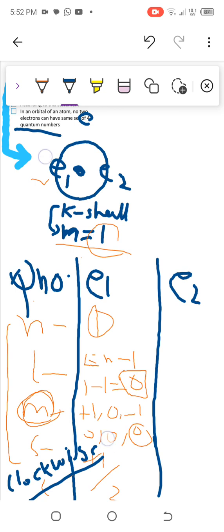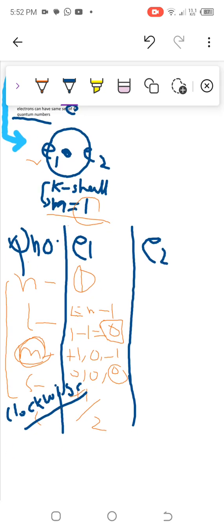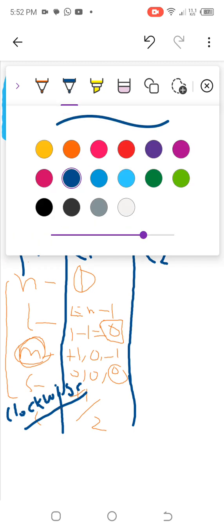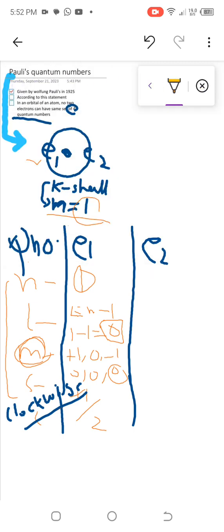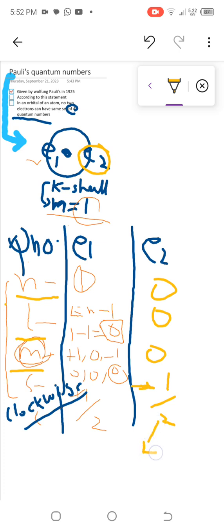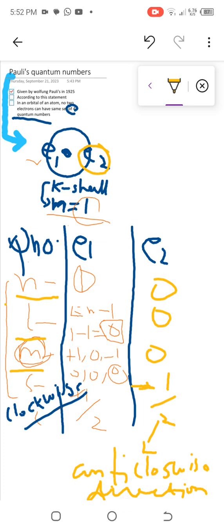And clockwise direction, fine. If I talk about the E2 electron, here the principal quantum number is the same, 0, and the azimuthal and magnetic quantum numbers are the same, 0. But the spin will be changed, it will be minus 1 upon 2. Why? It means this is revolving in the anti-clockwise direction, fine.